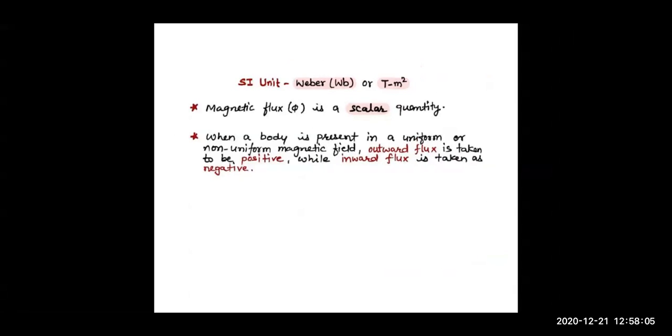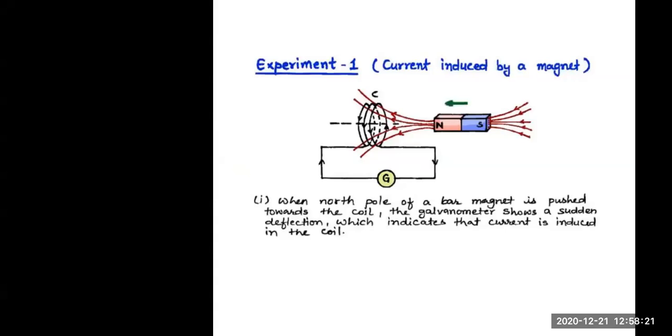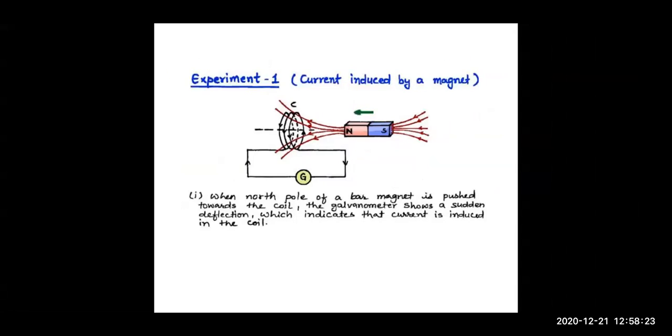Next, children, the SI unit of magnetic flux is Weber, or you can say Tesla per meter square. And as we know, it is a scalar quantity, and the outward flux is taken to be positive, and the inward flux is taken to be negative. Now, Faraday and Henry performed a number of experiments, right? Let's talk about experiment 1.